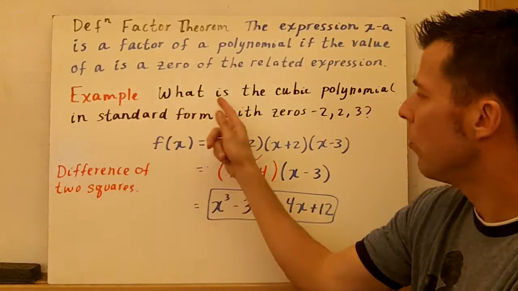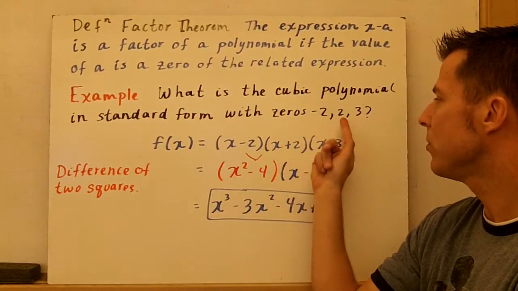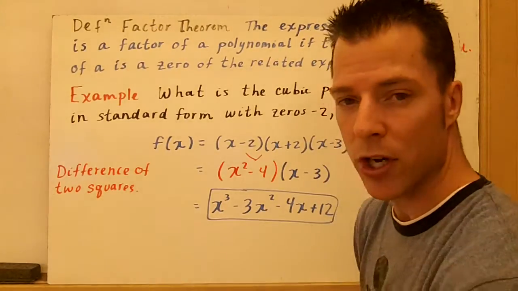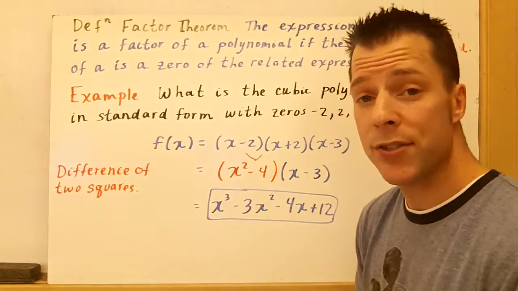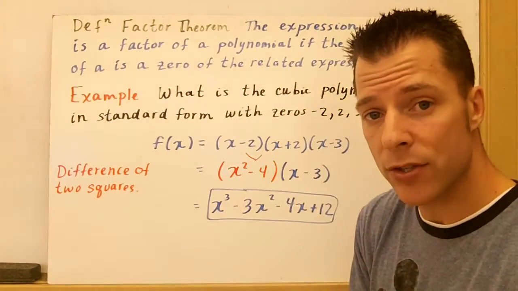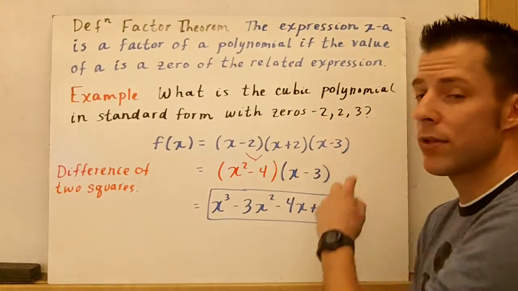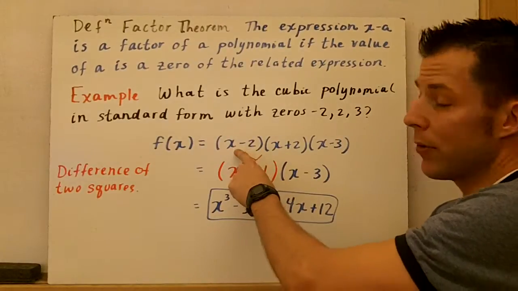So, for example, what is the cubic polynomial in standard form with zeros negative 2, 2, and 3? What they're talking about here is the relationship between factors and zeros. So I have my zeros, and I have to build my factors so that when I plug in each of these numbers, I would actually get 0. Notice, I start with x minus 2 here.